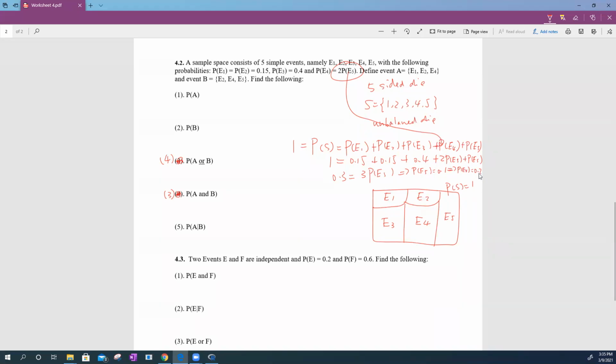Probability of event A is 1, 2, 4, right? So that's event A, 1, 2, 4.